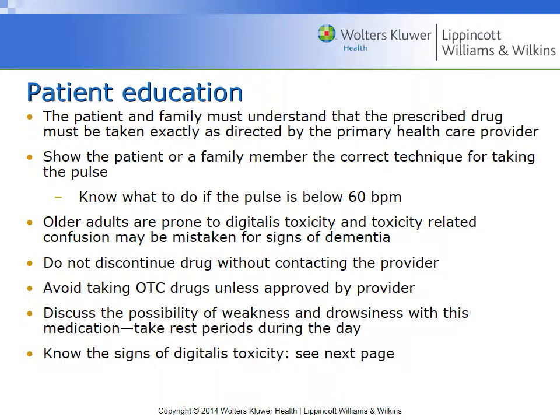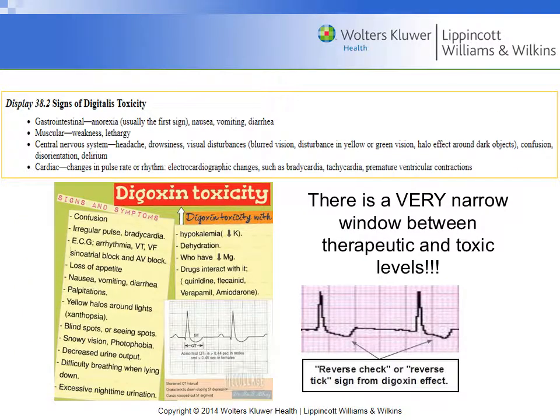Discuss the possibility of weakness and drowsiness with this medication. Take rest periods during the day and tell them that, as they continue on the medication, their activity tolerance will improve, but it takes time. Know the signs of digitalis toxicity, and I've got them listed on the next page. So confusion is number one, and especially in the elderly, may be written off as just dementia, or they just got a little bit confused today. But it's going to be something you want to cue in on if they're taking digitalis.